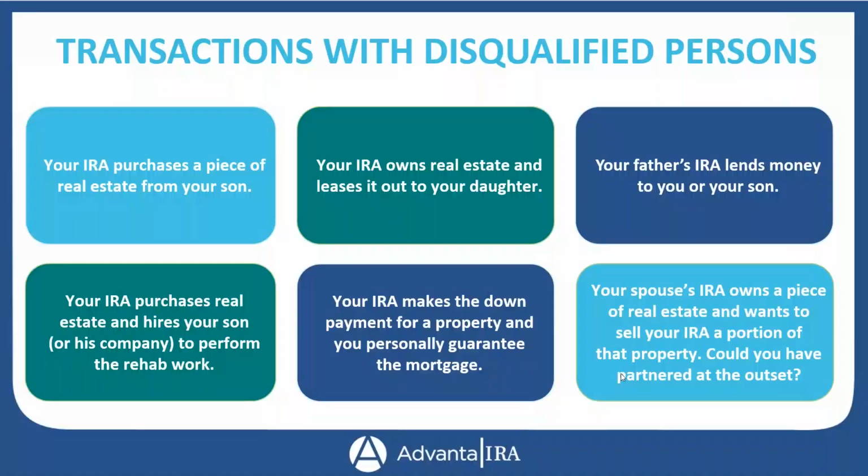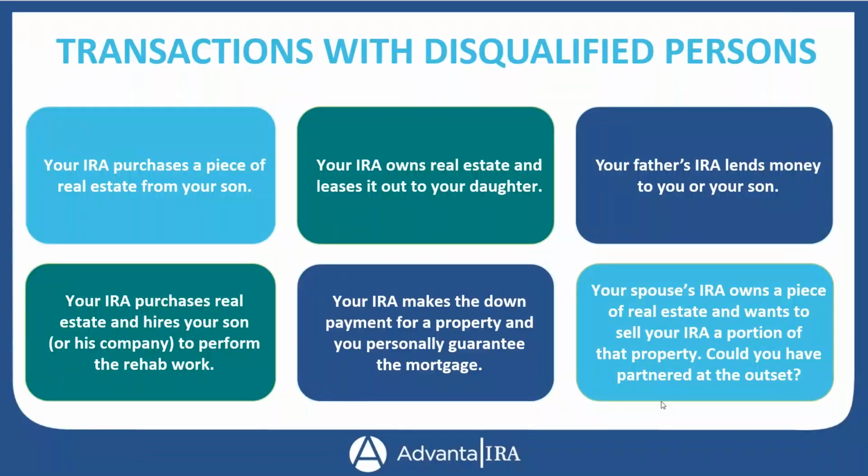This last one is interesting. Your spouse's IRA owns a piece of real estate and wants to sell a portion of it to your IRA. Could you have partnered at the outset? Your IRA cannot transact with your spouse's IRA, so this would be prohibited. But partnering, even with individuals considered disqualified, is not prohibited. So think about that for a moment.